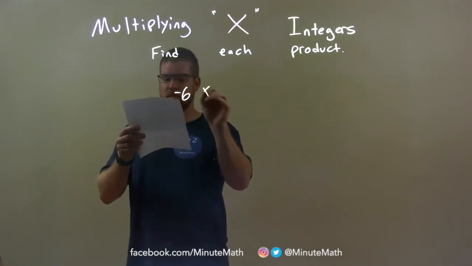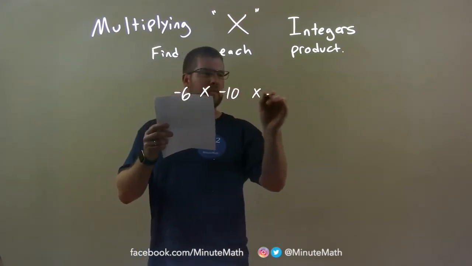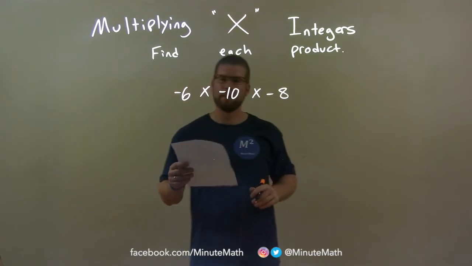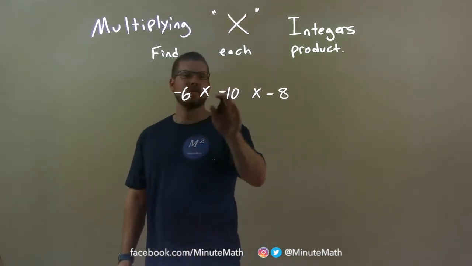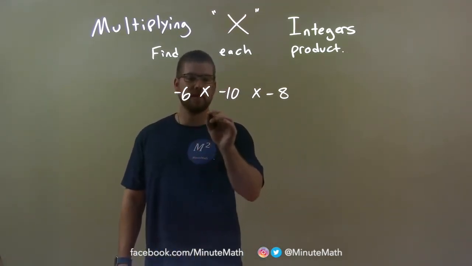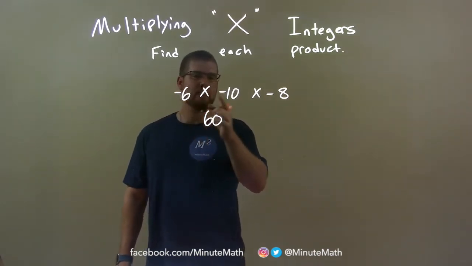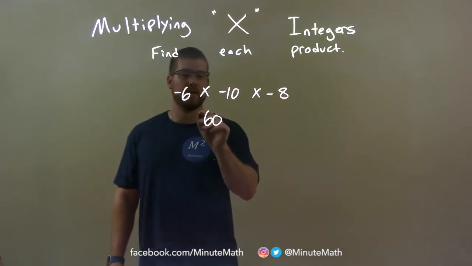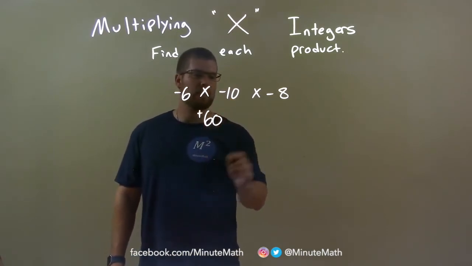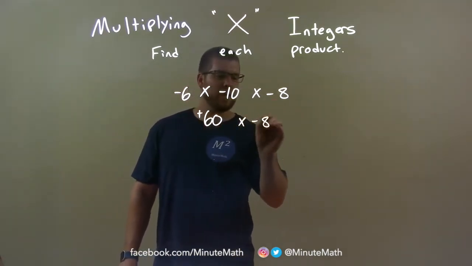Negative 6 times a negative 10 times a negative 8. Okay? Well, first thing I look at is 6 times 10. Well, we know that's 60, right? 6 times 10 is just 60. But we also think about the negative times a negative. Negative times a negative is a positive. Okay? Positive 60.